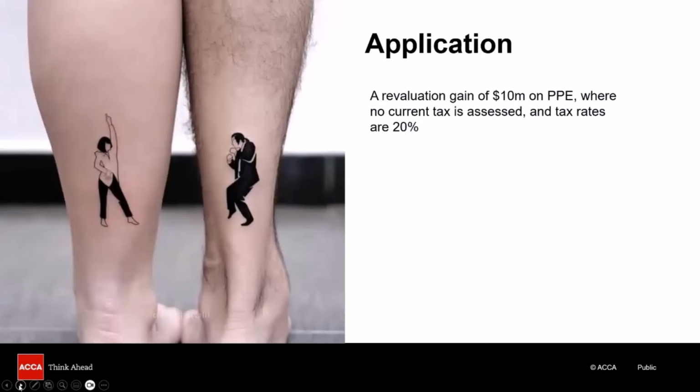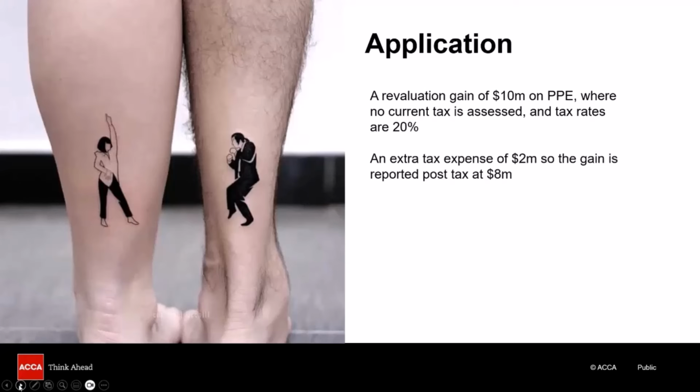And I'd like to show you a small example, an application of this principle. So we've got a revaluation gain of 10 million on the PPE, and we've got no current tax assessed, because the taxman will not give us a bill to pay when we've got a paper gain. Now, tax rates are 20%. You do not need a calculator. You are, I hope, already ahead of me in realizing that if we're going to match the gain with its tax implications, we're going to have to recognize an additional taxation expense of 2 million.